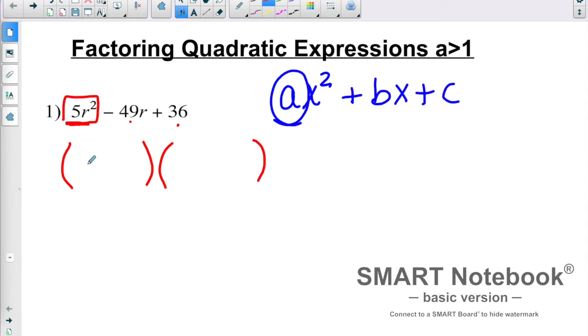So r squared would have been coming from r times r. We know that. But we don't have an r squared alone. We have a 5r squared. So the way that we could multiply to get a 5r squared is if we had 5r times 1r. This makes the guess and check method a little bit trickier, but it's still more intuitive than some of the other methods that are out there.